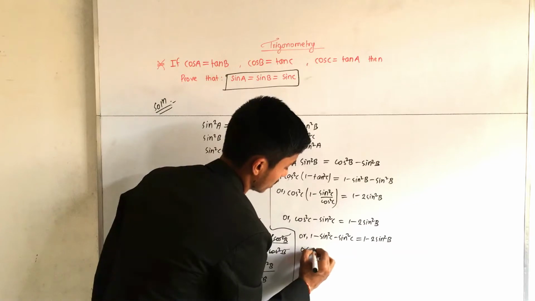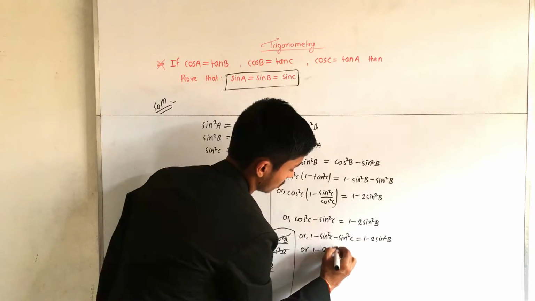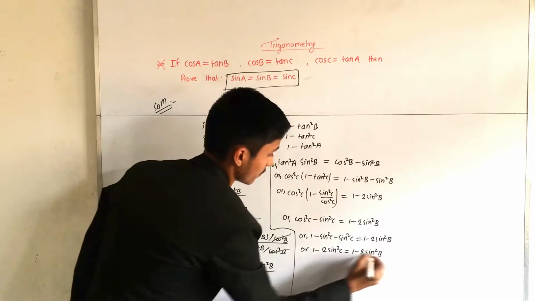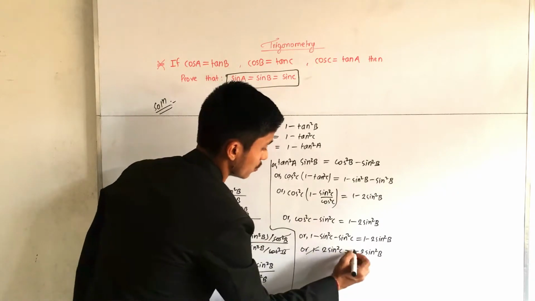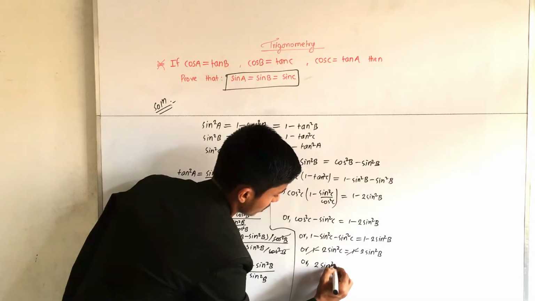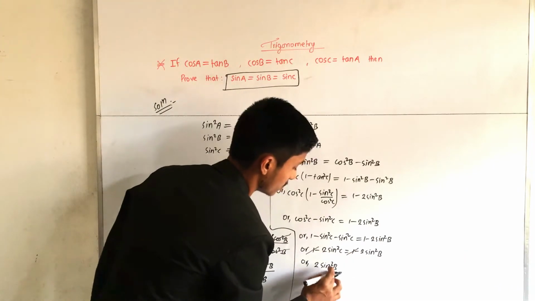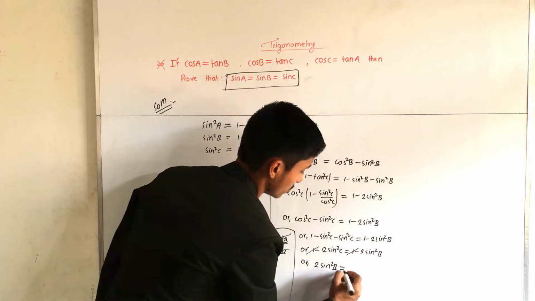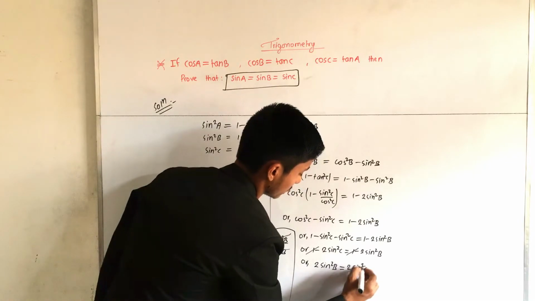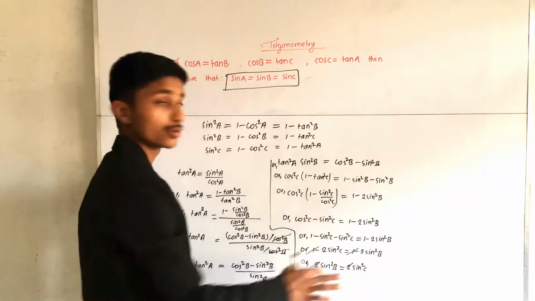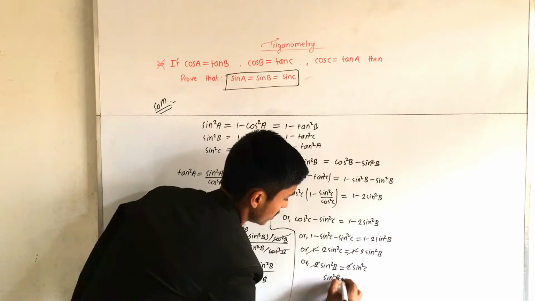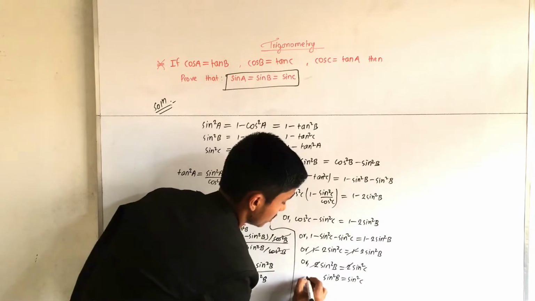Or we can write 1 minus 2 sin square C is equal to 1 minus 2 sin square B. And here we can cancel this 1 and 1. We get 2 sin square B. This minus comes to this side, then it becomes plus. And when this minus goes to this side, then it becomes plus. Then we can write 2 sin square C. Here we can cancel 2 also, because it is the same. And here we have sin square B is equal to sin square C.